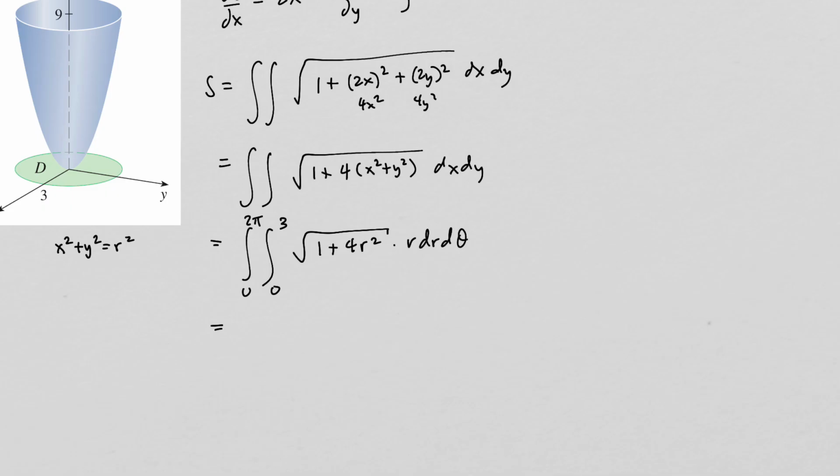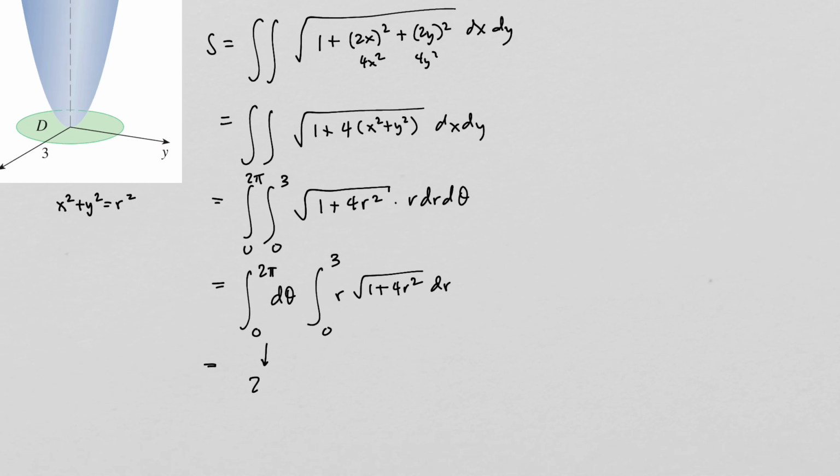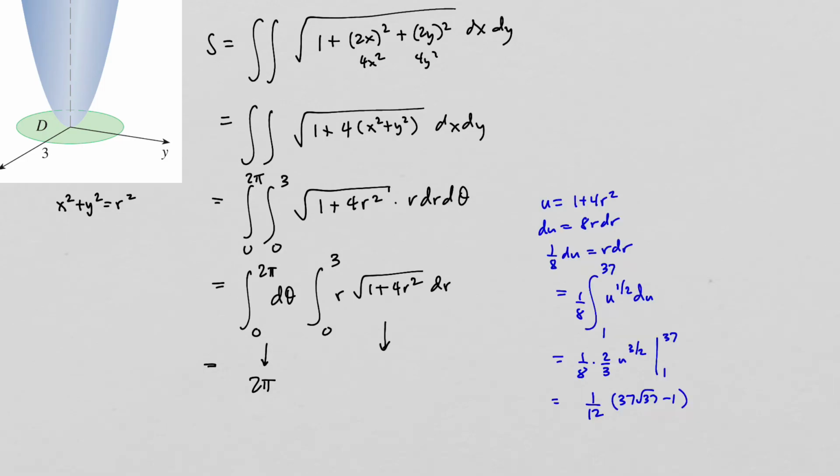This is a relatively simple integral. In fact, we can separate the r's and the thetas since they are separable. And then this integral right here, of course, is just going to be 2 pi. And this integral here, we need to do a little u substitution. Okay, and there is that u substitution there.